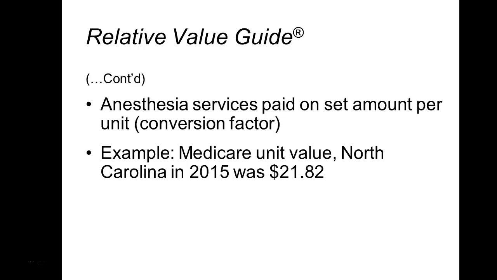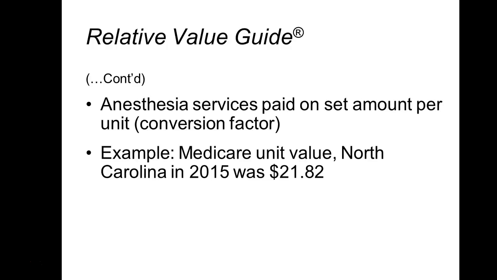Now again, the relative value guide also deals with what we call the conversion factor. Every area of the country has its own conversion factor. Connecticut is one area, so we have one amount no matter whether the patient is getting services done in Hartford or New Haven. But in larger states like New York State, Texas, and California, they do have different conversion factors.